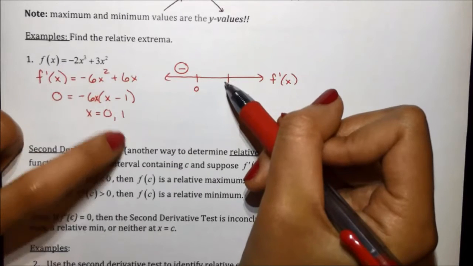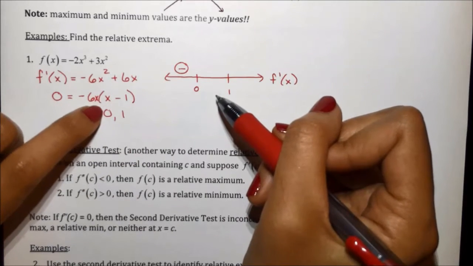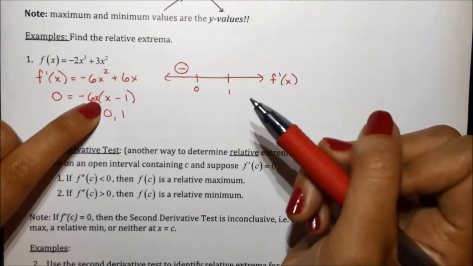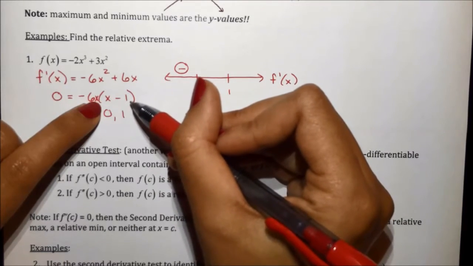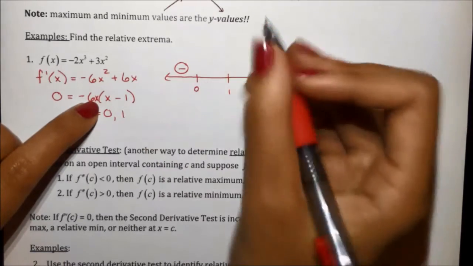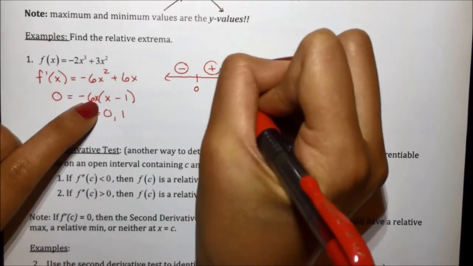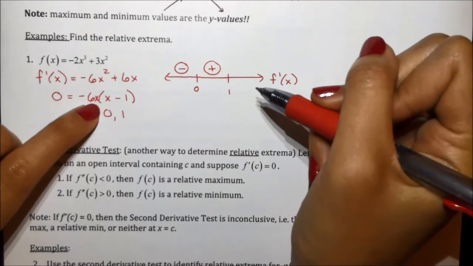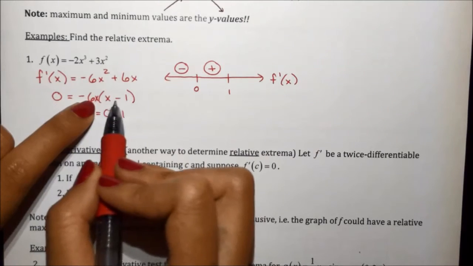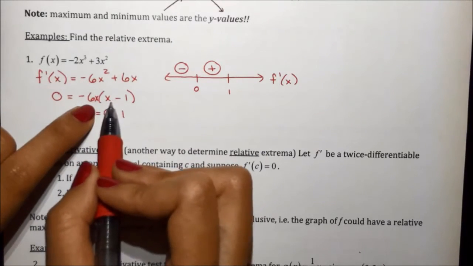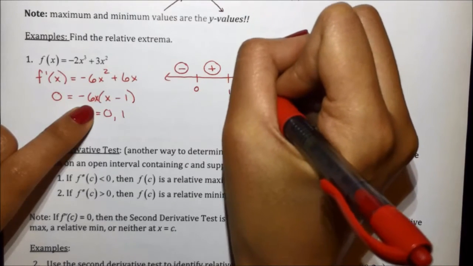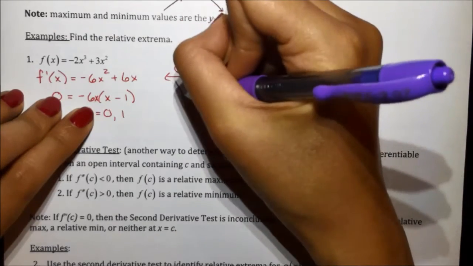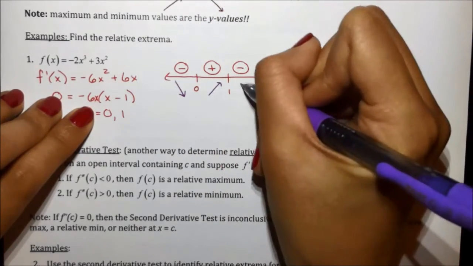In between 0 and 1 is like 1/2. Maybe it's easier in the factored form. So negative 6 times 1/2 is a negative number. 1/2 minus 1 is a negative number. A negative times a negative is a positive. So it's going to be increasing from 0 to 1. And then plug in 2. Negative 6 times 2 is a negative number, and 2 minus 1 is a positive number. So a negative times a positive is a negative. So really our slopes are decreasing, increasing, decreasing.